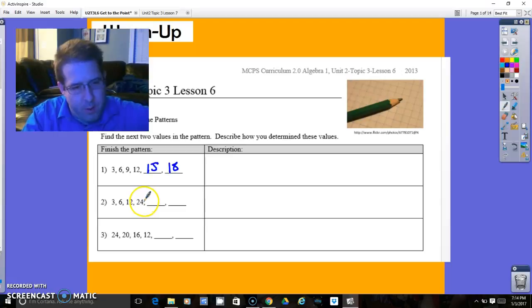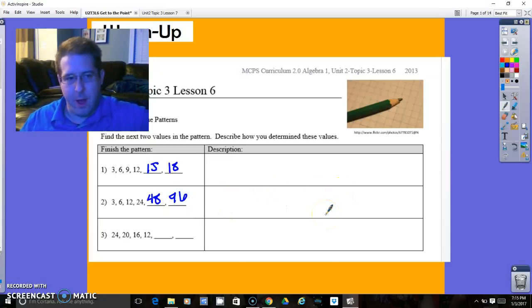3, 6, 12, 24. So it looks like these numbers are doubling. So this is going to be 48, and this is going to be 96. And I noticed it's a geometric pattern because the numbers were going up. They were increasing pretty rapidly. Then I just looked to see that it was multiplied. Times 2, times 2, times 2, times 2.